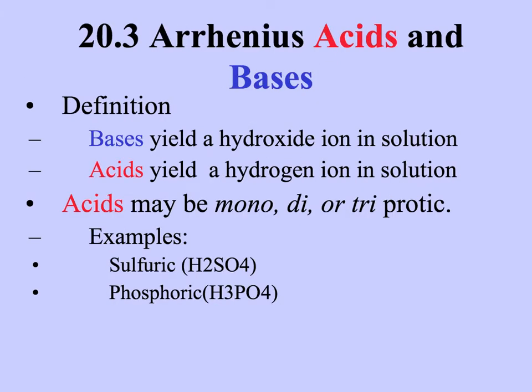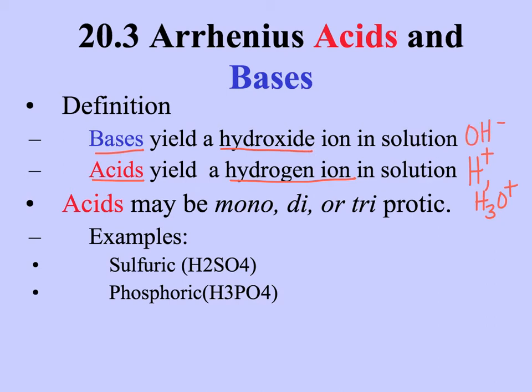Okay, this is just review going over the Arrhenius definition of acids and bases. We had talked about this before. Basically, if it's an acid, it gives you the hydrogen ion in solution, okay, H+. Don't forget H+ and H3O+ are equivalent to each other. If it is a base, according to the Arrhenius definition, it gives you hydroxide in solution, which is OH-.